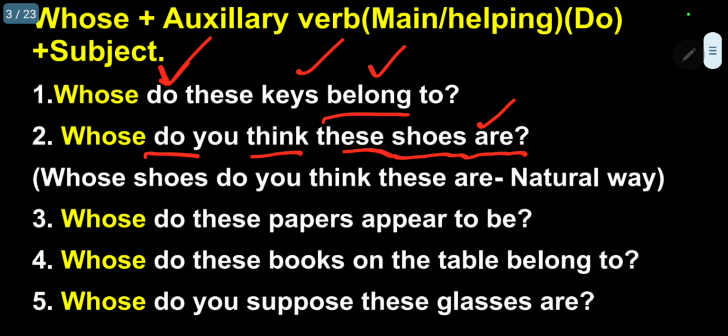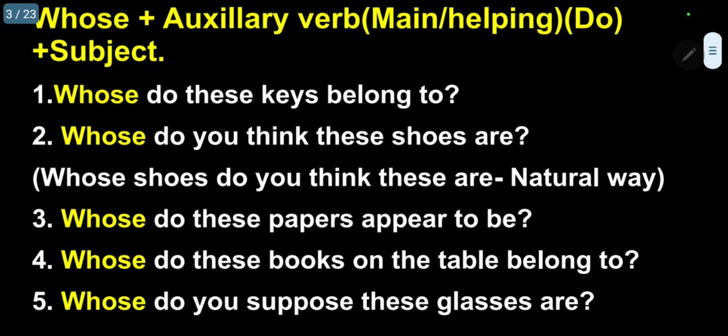Natural way. Okay, next. Whose do these papers appear to be? Appear is the main verb, do is the auxiliary. Whose do these books on the table belong to? Belong is the main verb, do is the auxiliary. Whose do you suppose these classes are? Are is the main verb, do is the auxiliary.